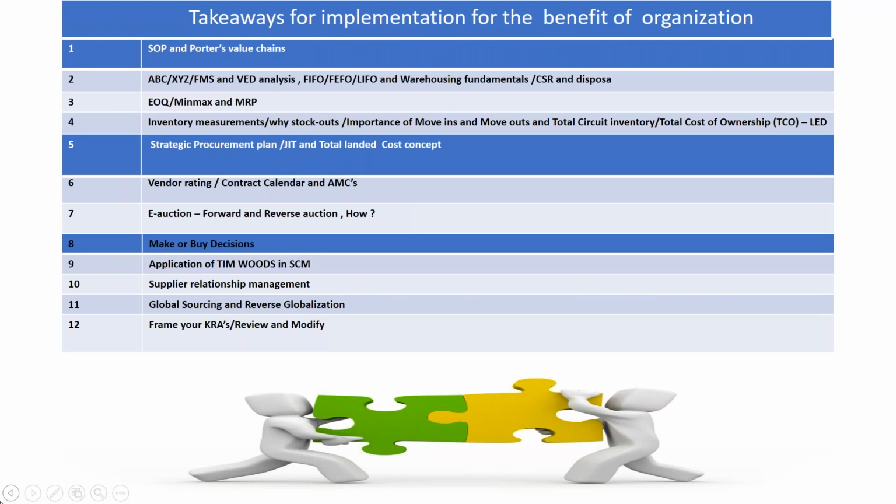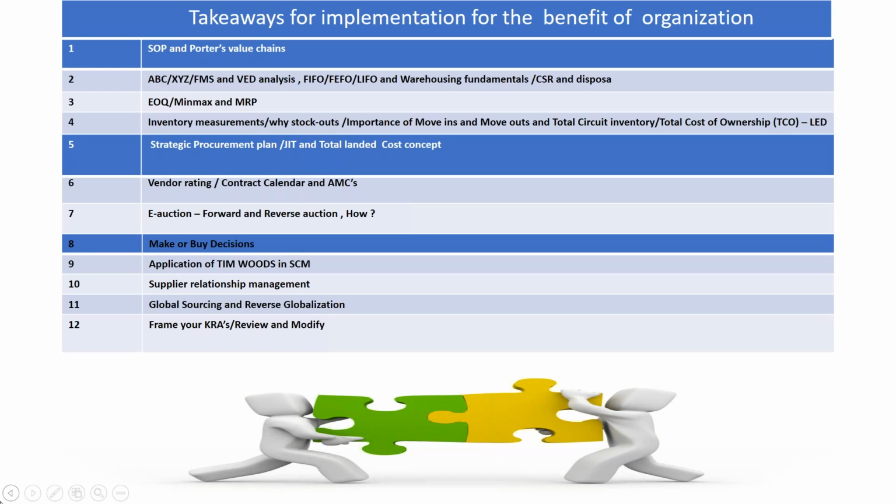Now, takeaways for implementation. These were the learnings which will help you to implement what? You can implement SOP, standard operating procedure, and Porter's value chains. You can implement ABC, XYZ, FMS, and VED analysis. FIFO, FEFO, first expiry, first out. I don't know whether you have used it or not. First expiry, first out is used mainly for food items or medicines, or pharmacies, pharmaceutical companies.